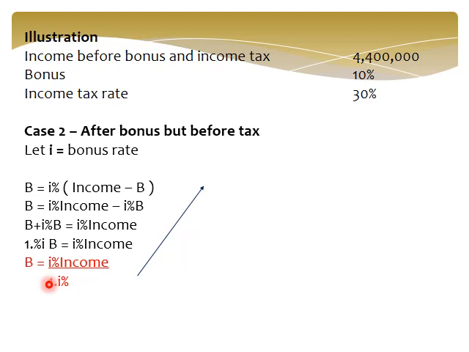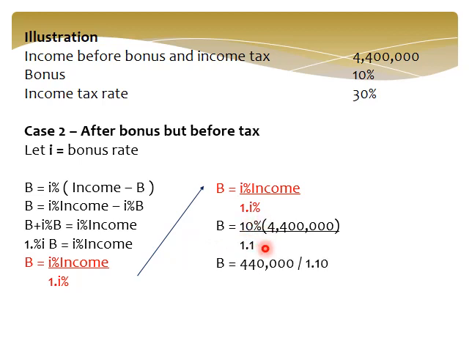So using this formula, bonus is equal to the bonus rate of 10% multiplied by the income of 4.4 million, divided by 1 plus the bonus rate. So 1.10. Bonus is equal to 440,000 divided by 1.10. So we have a bonus of 400,000. To record, to journalize, debit bonus expense 400,000, credit bonus payable 400,000.